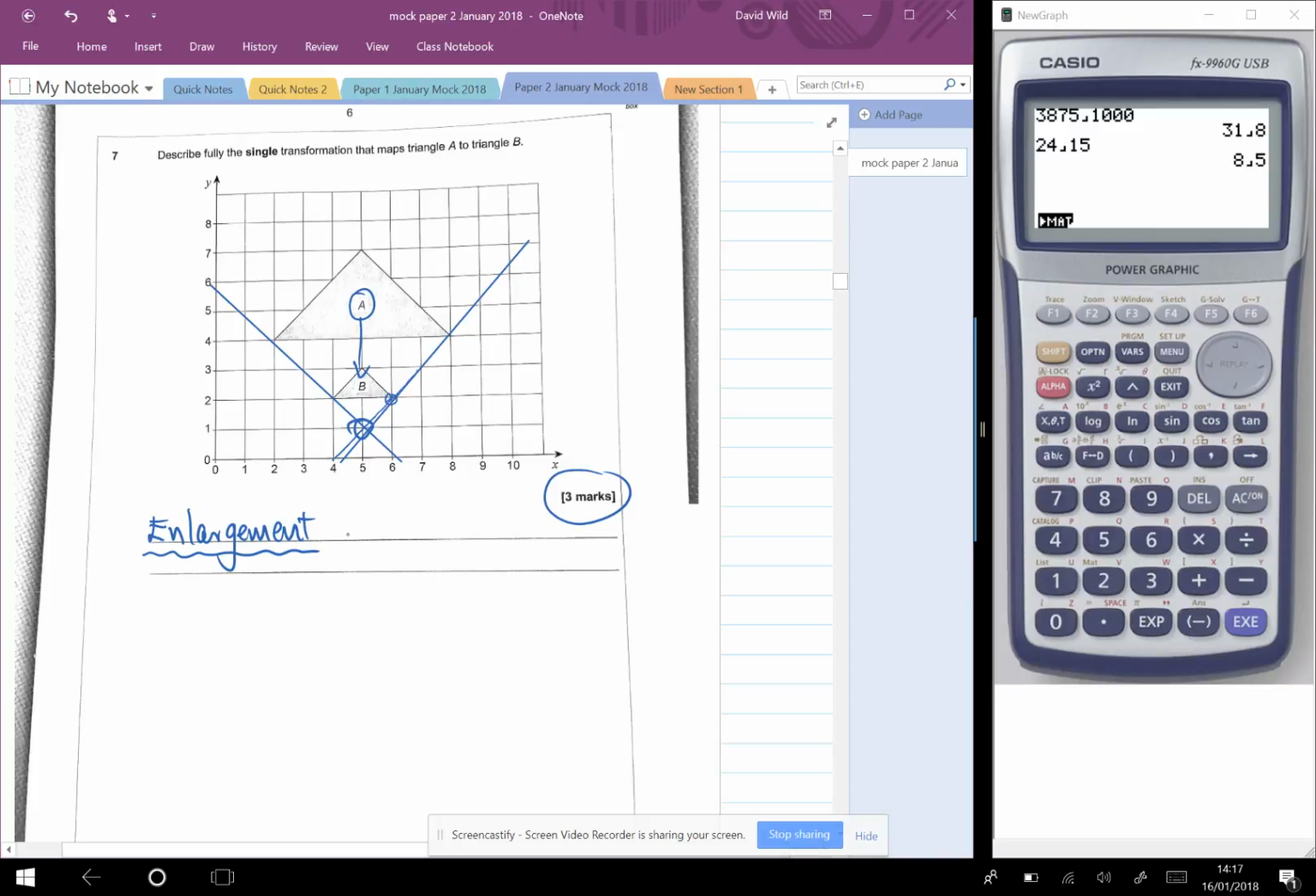Okay, so it's an enlargement about the point, and the point is 5, 1, and with a scale factor. And this is where people get caught out. It's going from A to B, so it's less than 1. So instead of it being 3, B is a third as big as A. So your 3 marks on the enlargement, about the point 5, 1, and the scale factor of a third.